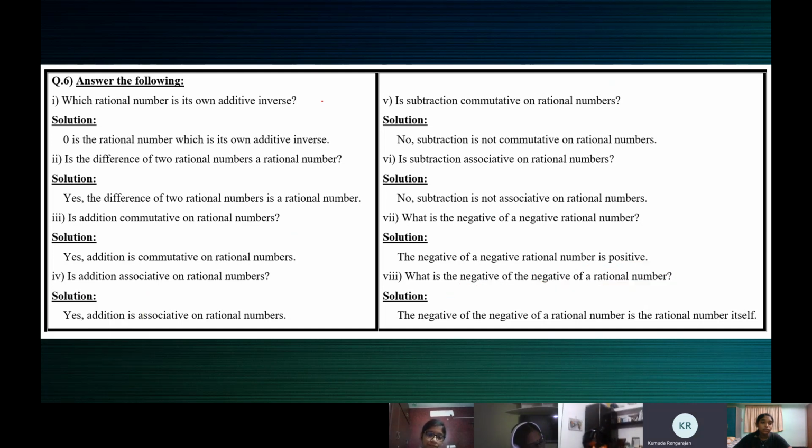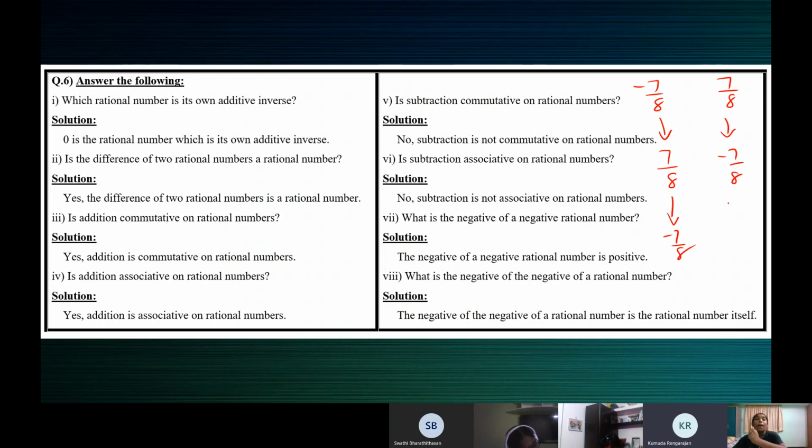So we'll take different examples and see. Supposing we take minus 7 by 8. Its negative is 7 by 8 and its negative is minus 7 by 8. If you take a positive 7 by 8, its negative is minus 7 by 8 and its negative is again 7 by 8. So you get the rational number itself.